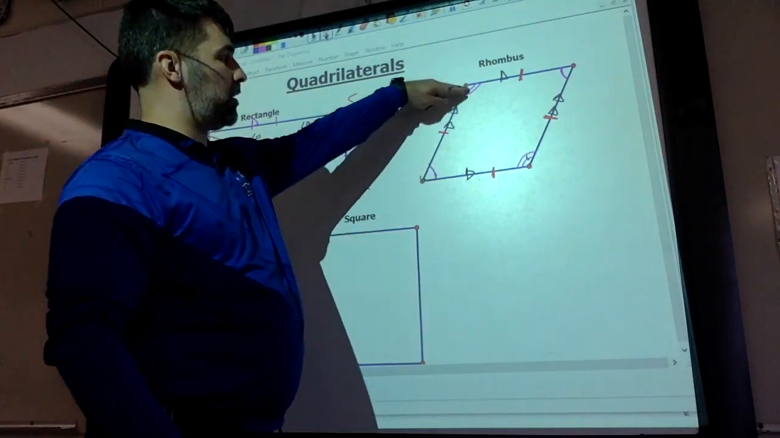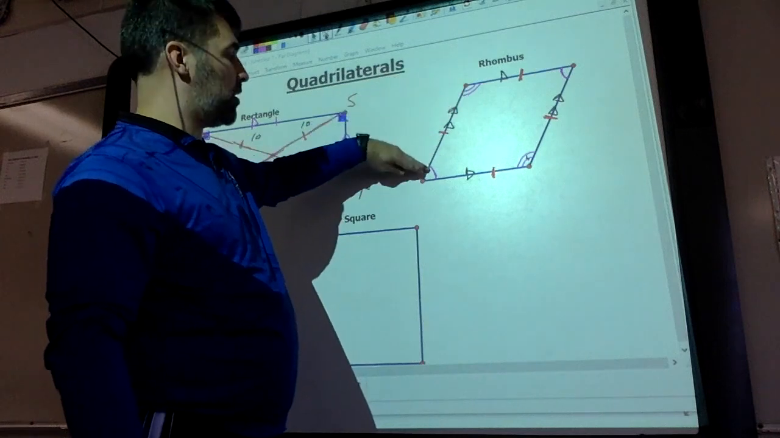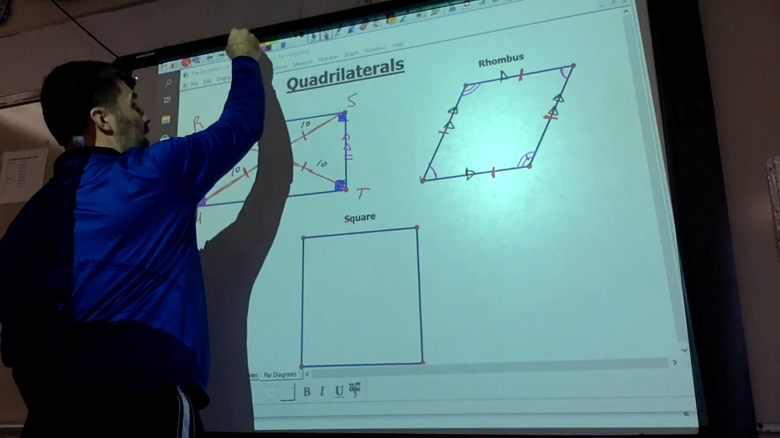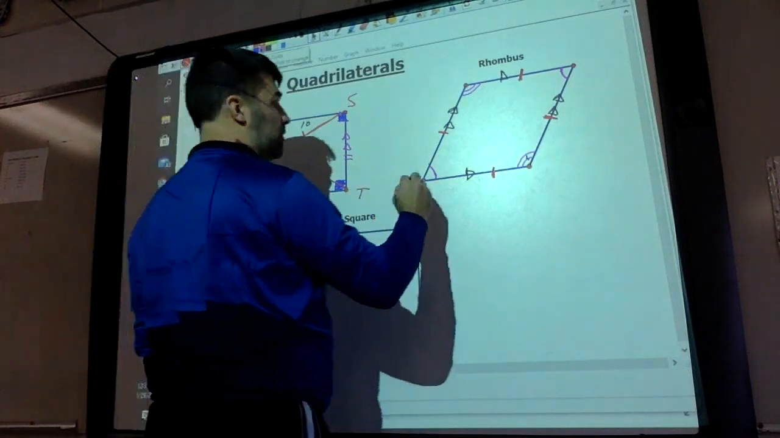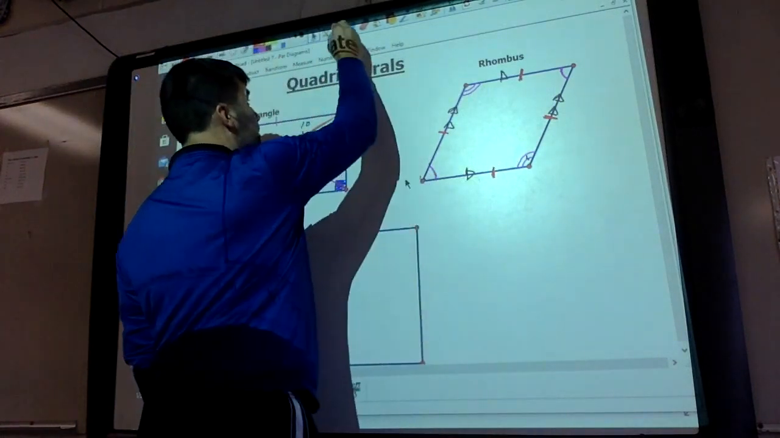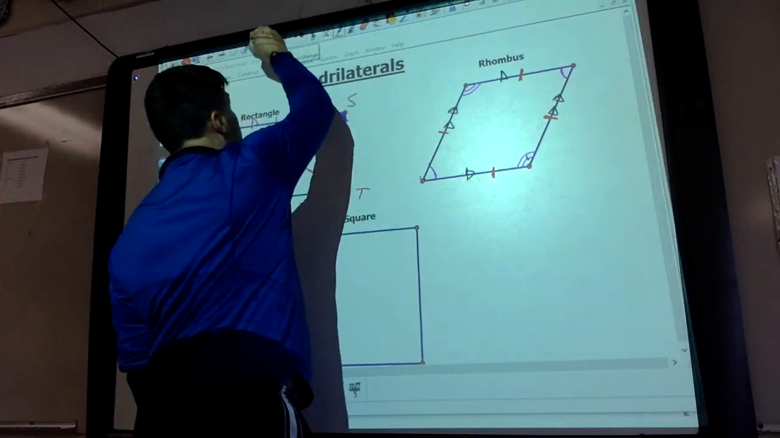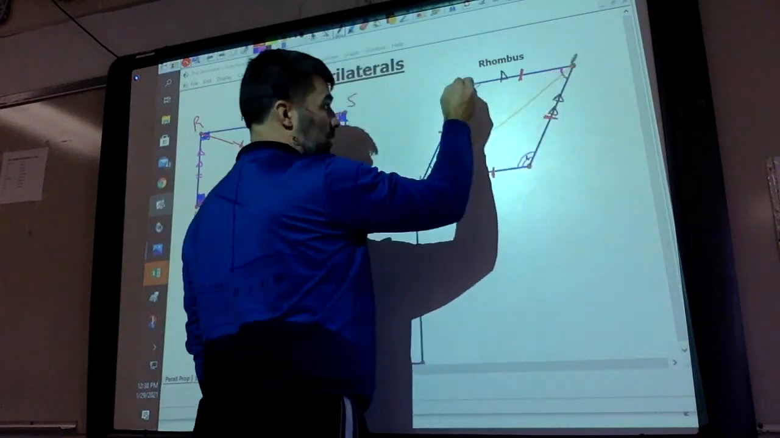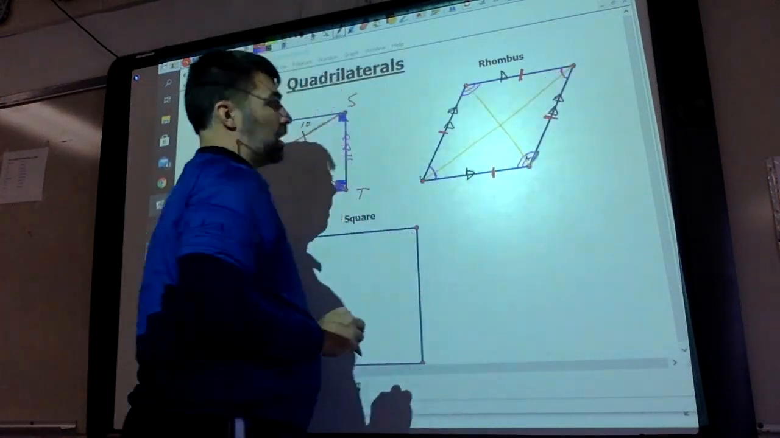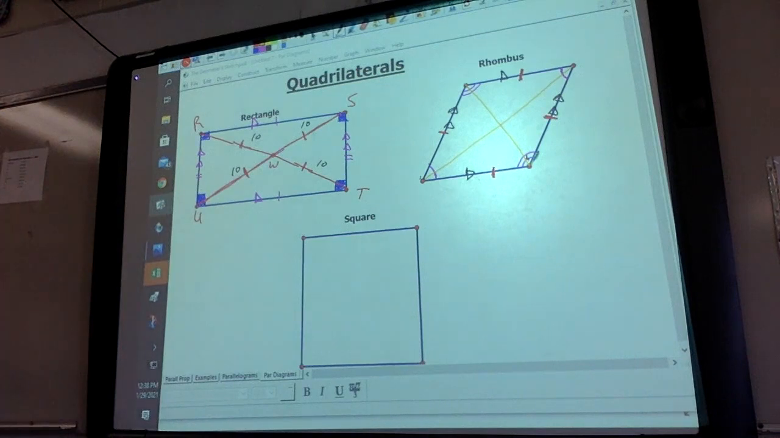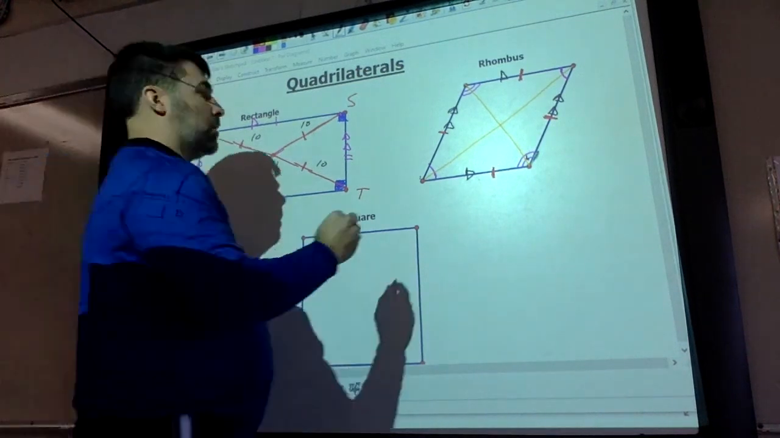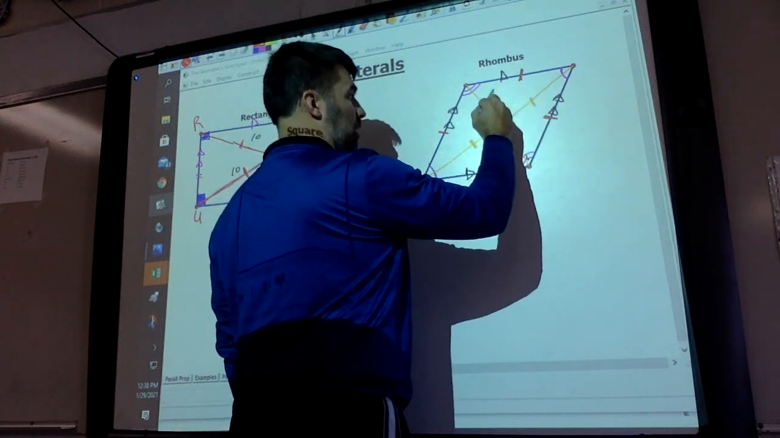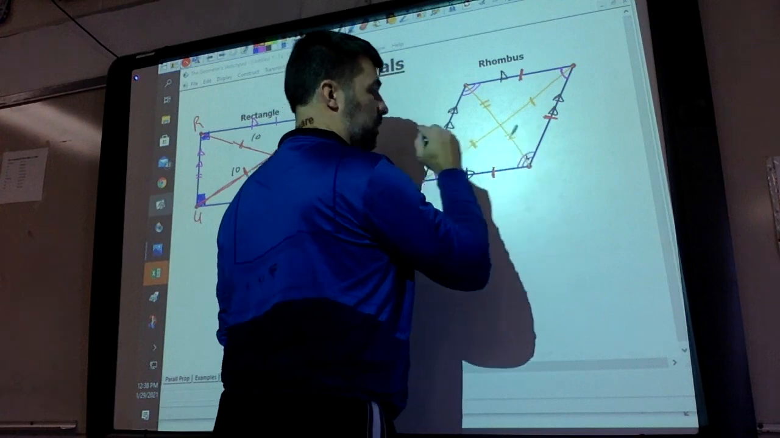Now these would be supplementary to each other. So if we had some numbers in here, these would have to be supplementary. All right, and the next one, diagonals. Diagonals bisect each other. Okay, so you would run this diagonal, and they would bisect each other. So whatever this is would be the same length as that. And just like we did in the parallelogram, that would be true.